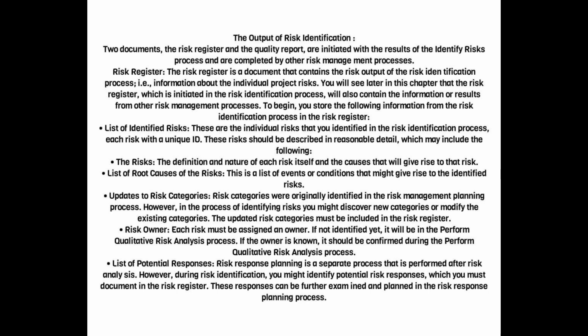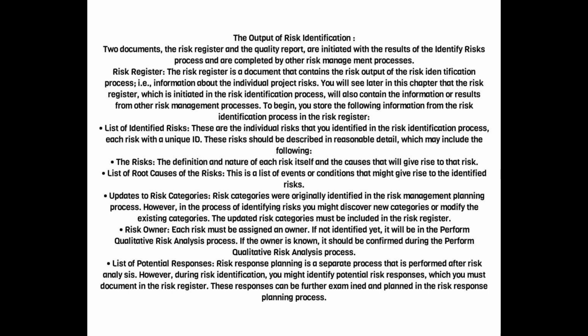To begin, you store the following information from the risk identification process in the risk register. List of identified risks. These are the individual risks that you identified in the risk identification process, each risk with a unique ID. These risks should be described in reasonable detail, which may include the following: the risks, the definition and nature of each risk itself and the causes that will give rise to that risk.